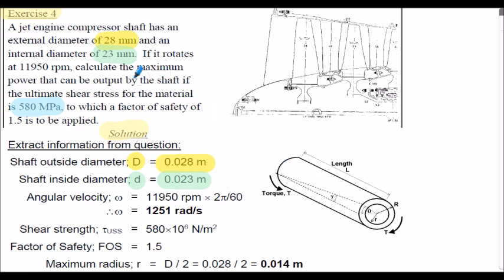The angular velocity of 11,950 rpm, omega, is calculated in terms of radians per second. The ultimate shear strength, stated in the question, 580 times 10 to the 6 newtons per meter squared, to which we have to apply the factor of safety of 1.5. Calculating the maximum radius r, it's actually capital R in the diagram, that's the outside diameter, uppercase D, divided by 2. So it's 0.028 divided by 2, so 0.014 meters.